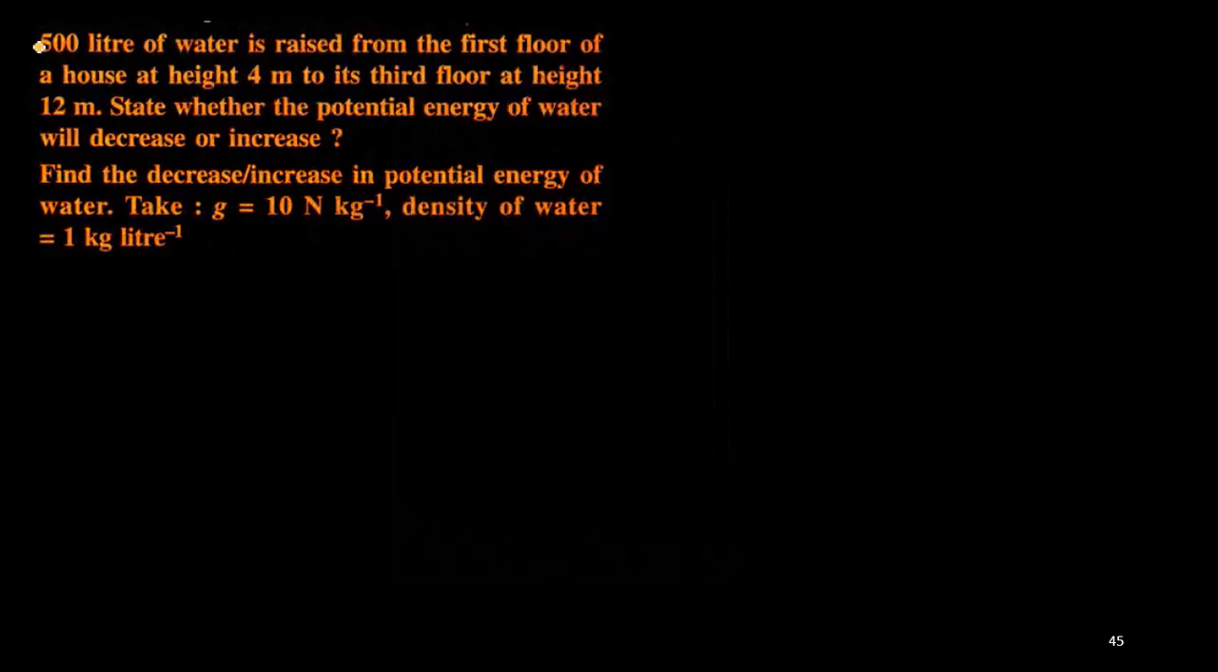So now the question is that 500 liters of water is raised from the first floor of a house, at a height of 4 meters, to its third floor, at a height of 12 meters. State whether the potential energy of the water will increase or decrease. Okay. So 500 liters of water is raised from the first floor, which is at a height of 4 meters, to the third floor, which is at a height of 12 meters. You have to raise the mass of water. So once you are increasing the height, you are moving from 4 meters to 12 meters.